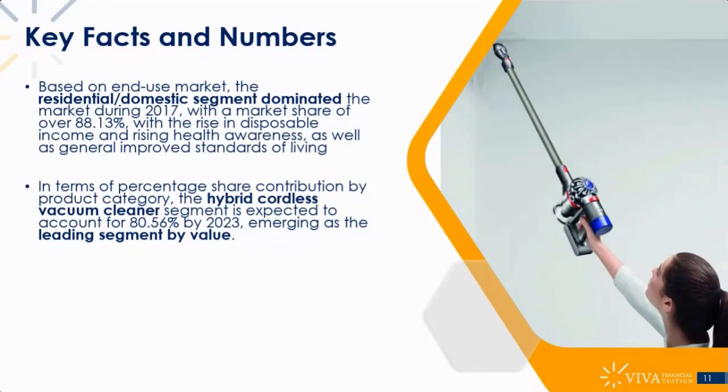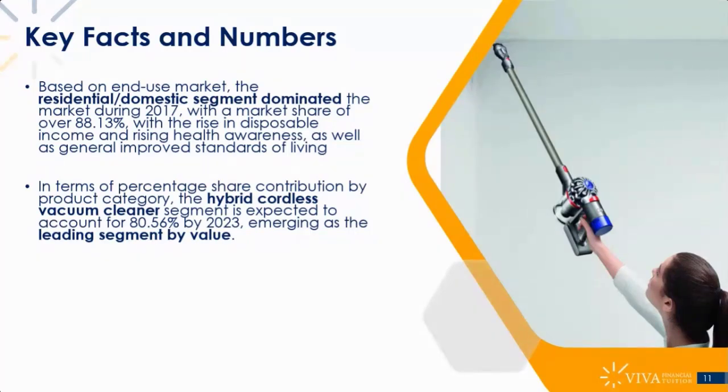Now, what is the hybrid cordless vacuum cleaner? You may be familiar with the Dyson, and this is one of the examples on the right here. This is basically a vacuum cleaner that can be changed into different kinds of vacuum cleaners. It can be transformed into, for example, a handheld device or a standard upright vacuum cleaner if you take off certain parts and add in certain kinds of attachments. It's a very versatile product, and for that reason, unsurprisingly, is becoming increasingly popular for domestic consumers.